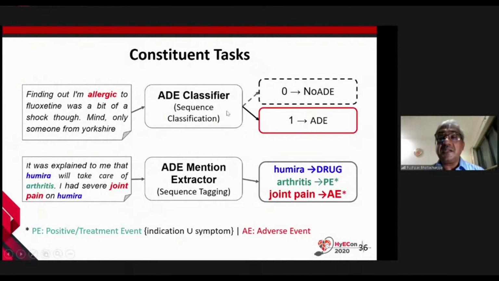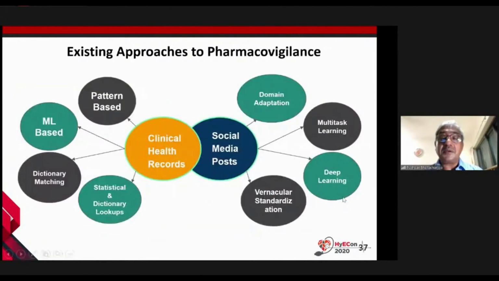So this again is a machine learning task. We have to build a classifier called the ADE classifier, and we have to use natural language processing to extract these ADE mentions. For example, it was explained to me that Humira will take care of arthritis. I had severe joint pain on Humira. So Humira is the drug, arthritis is the positive treatment event, and joint pain is the adverse event. This we are able to do, at least partially, and quite a lot of success has been obtained on this, where we used machine learning, dictionary matching, social media posts have been processed, and domain adaptation has been done.